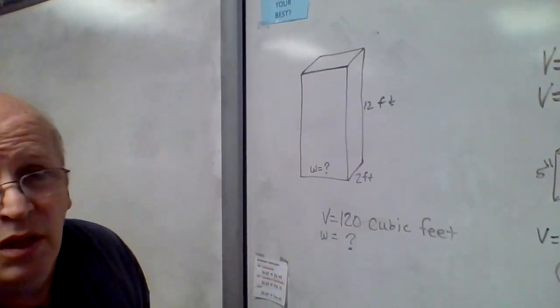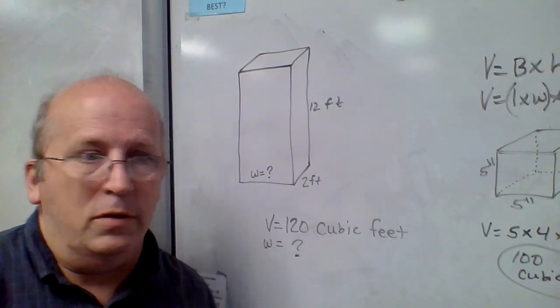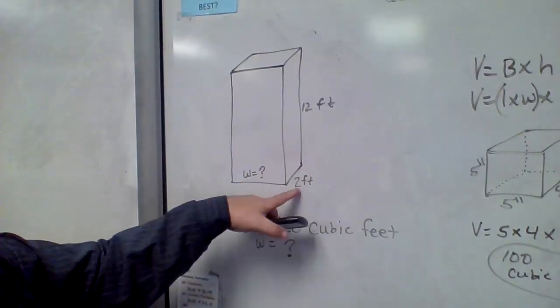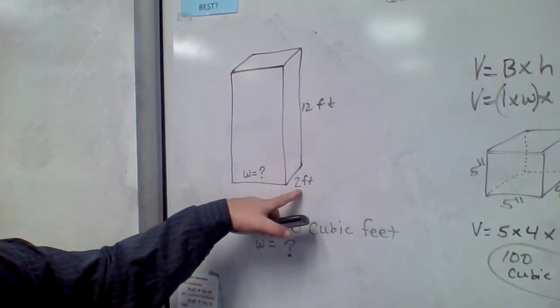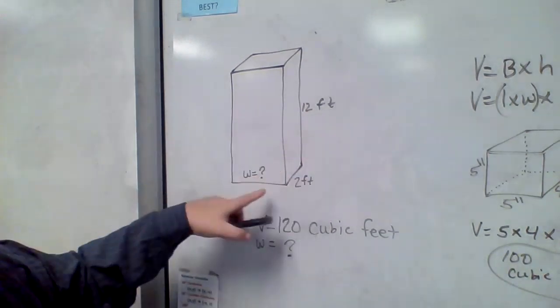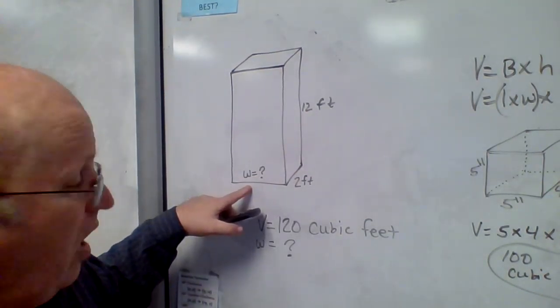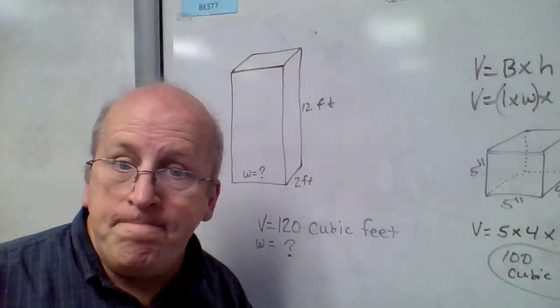Let's take a look at one more problem over here. It might seem challenging at first, but it's really not that difficult. What if somebody tells you, I've got a rectangular prism with a depth of 2 feet, a height of 12 feet, and I don't know the width. Is there a way to figure that out if I've been told that the volume is 120 cubic feet?